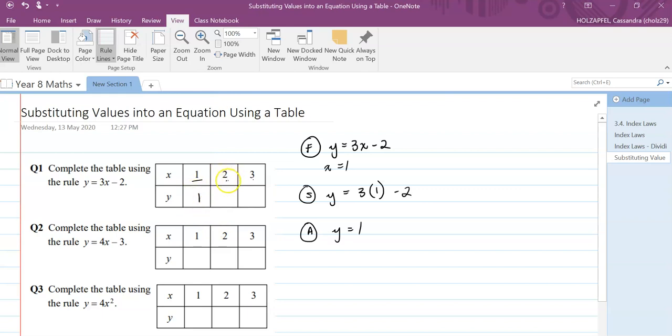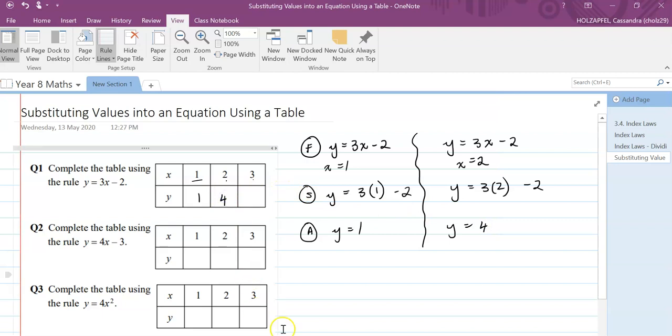Now we're going to do the same thing, except we're going to use x is equal to 2. So again, following FSA, we'll write our formula first. So y is equal to 3x take 2. Now this time, x will be equal to 2. So when we substitute in, we'll have y is equal to 3 times by 2 take 2. 3 times by 2 is 6. 6 take 2 is 4. So we're going to write 4 in our box over here.